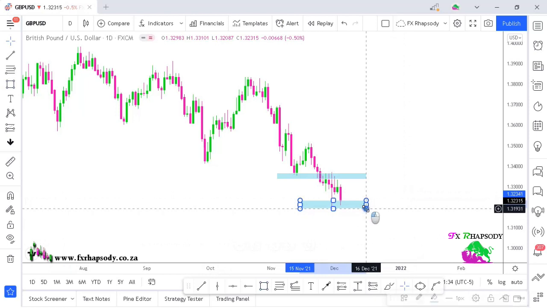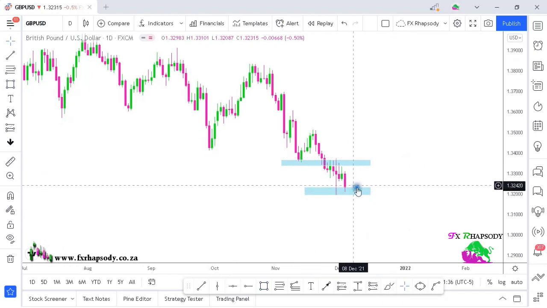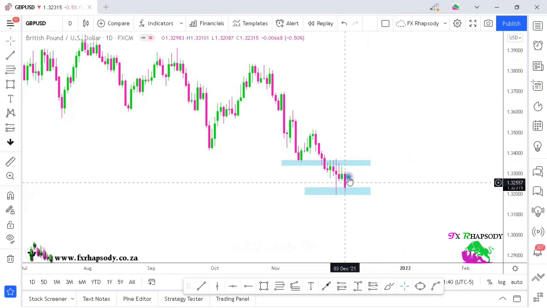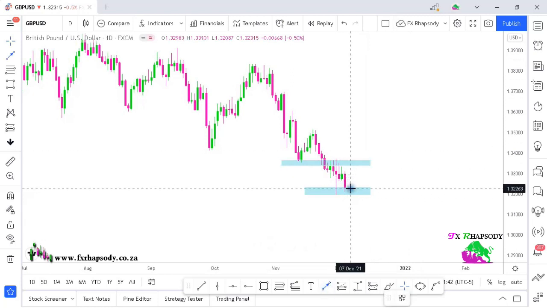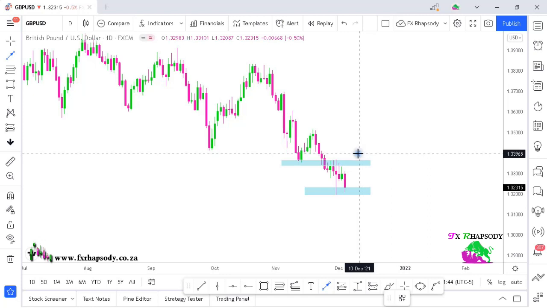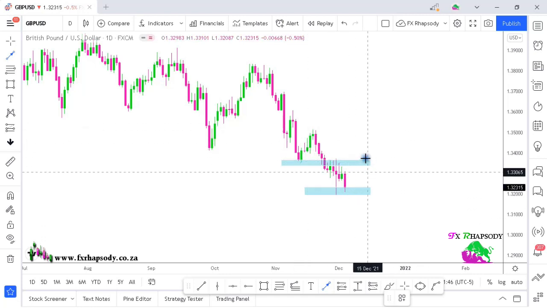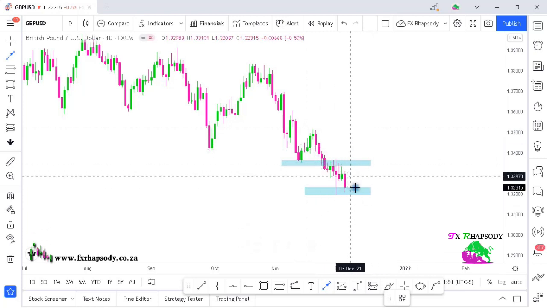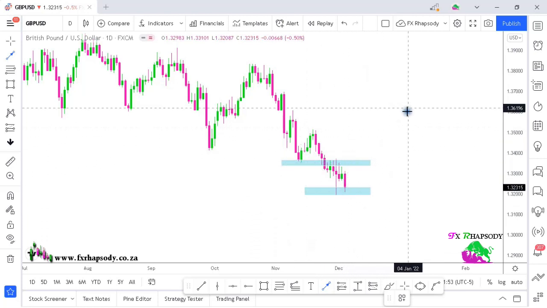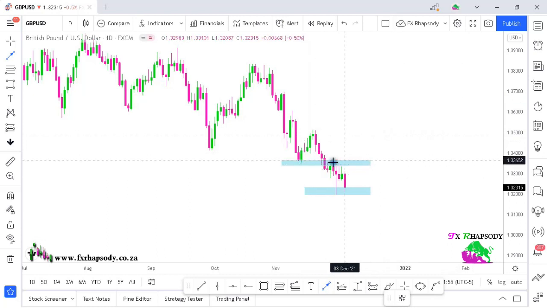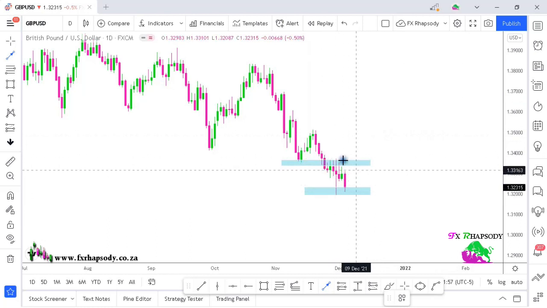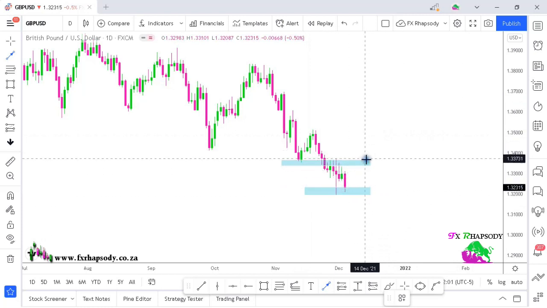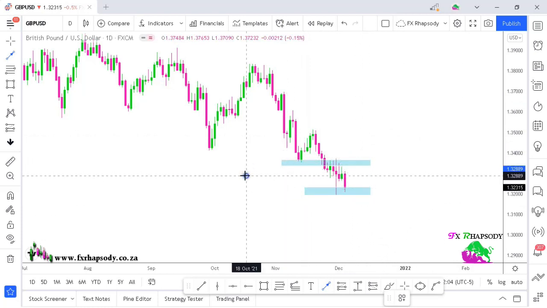Currently, I am waiting for price to break this area, forming a lower low. Or if price comes up and breaks that area, then structure will be broken and the market will start turning. It will start forming lower highs, lower lows, lower highs, lower lows. So basically, we are looking for any area of movement or turning in the market. So let's keep an eye out on that.